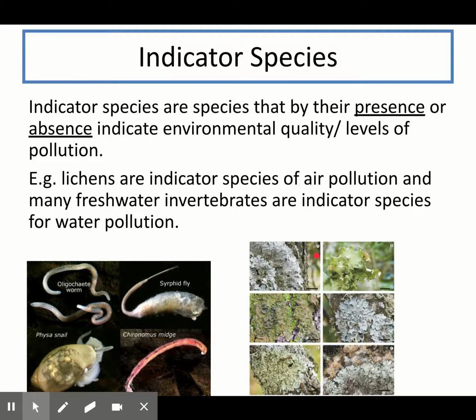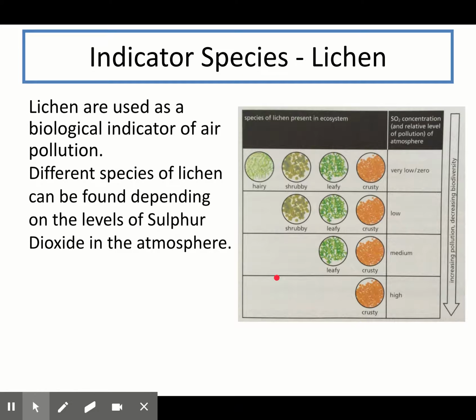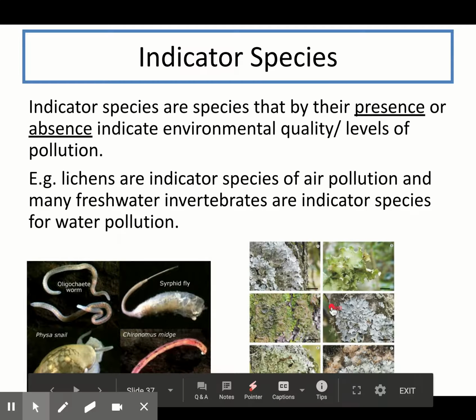Now we're going to look at 2 examples. You don't need to know both of these, but this is just to try and highlight what this definition means. So lichen are indicator species of air pollution, and many freshwater invertebrates over here are indicator species for water pollution. So we're going to look at both of these in turn. So lichen are used as a biological indicator of air pollution. If you want to know how polluted air is in a certain area, you can look for these lichen on the trees. So they look like this.